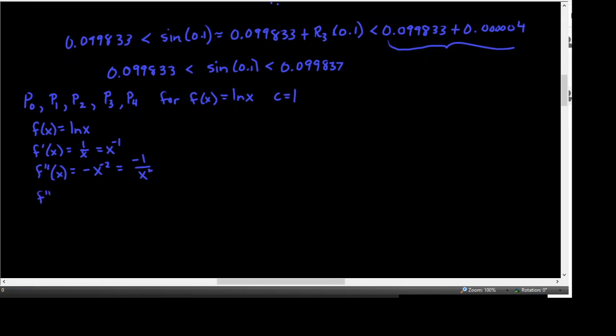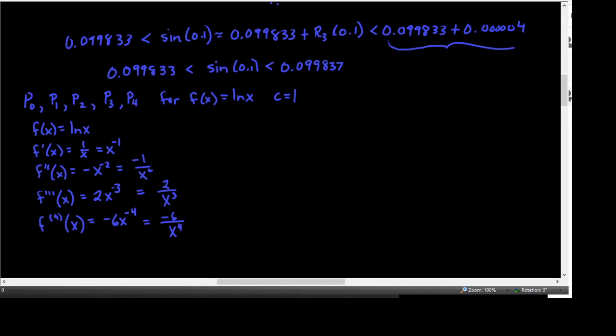The third derivative of f is negative 1 times negative 2, so 2x to the negative third, aka 2 over x cubed. Either of those expressions is fine. You'll notice that for derivative purposes, I like the negative exponents. For substitution purposes in a second, I'd rather not have them. Anyway, the fourth derivative is negative 6x to the negative fourth, aka negative 6 divided by x to the fourth.